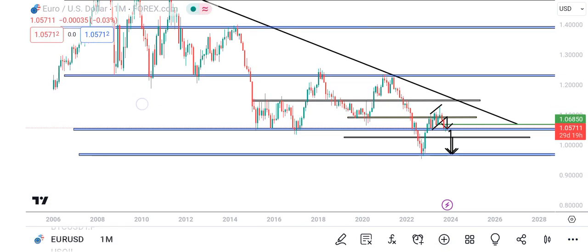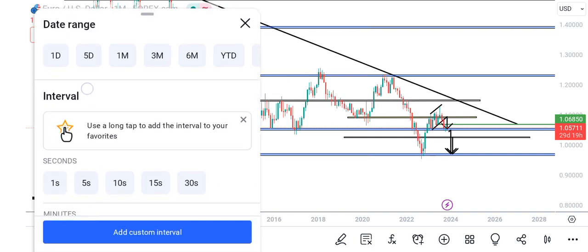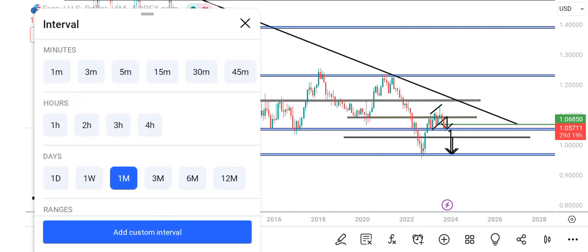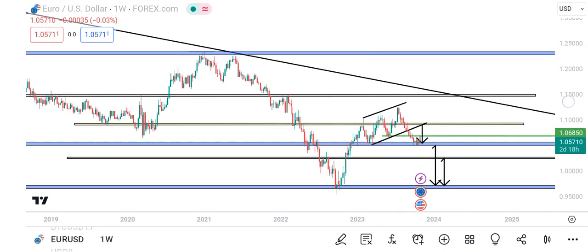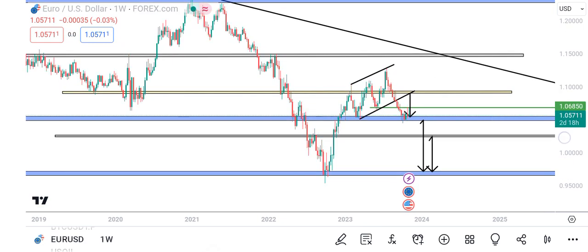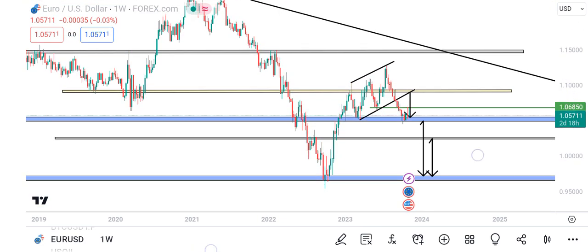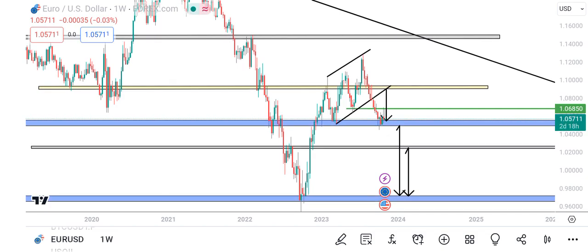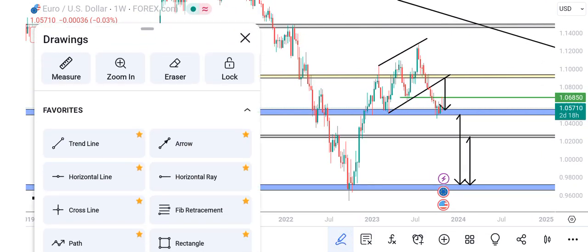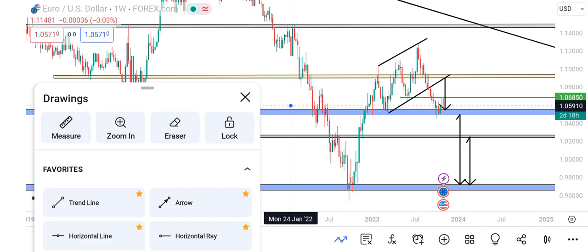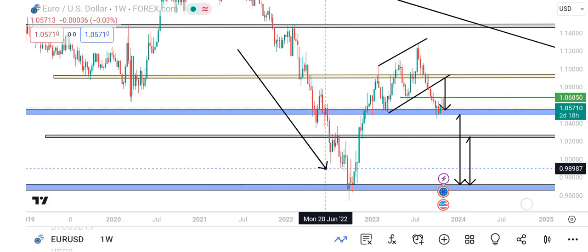Okay, so now I've brought back my tools. So let's go to the weekly time frame. Okay, so on the weekly time frame, what we can see here is that the market actually came here. You can see that the market came here on the weekly time frame.